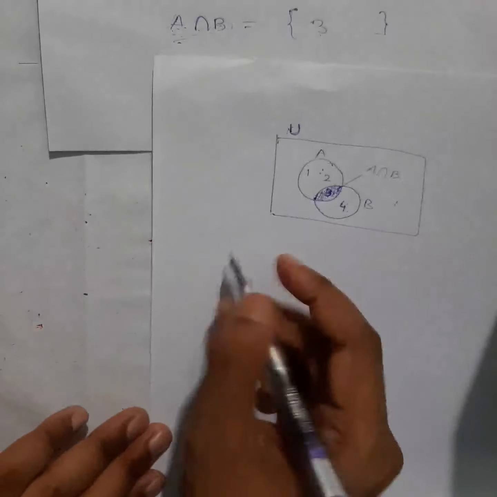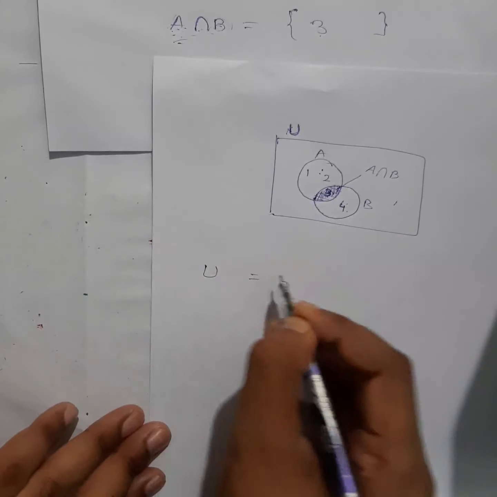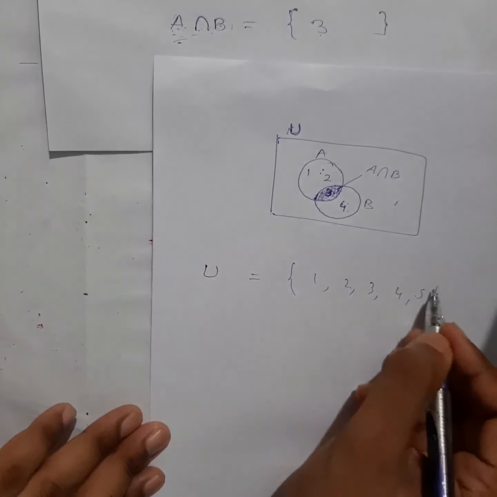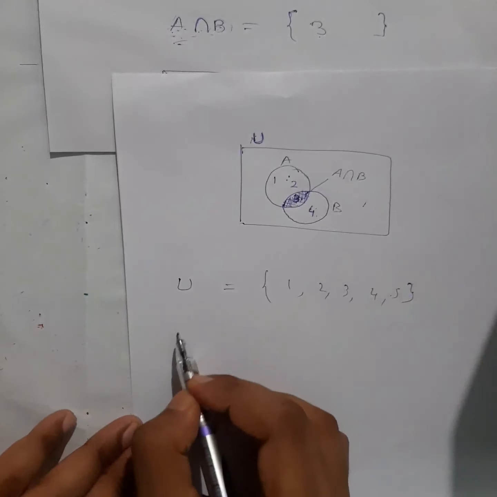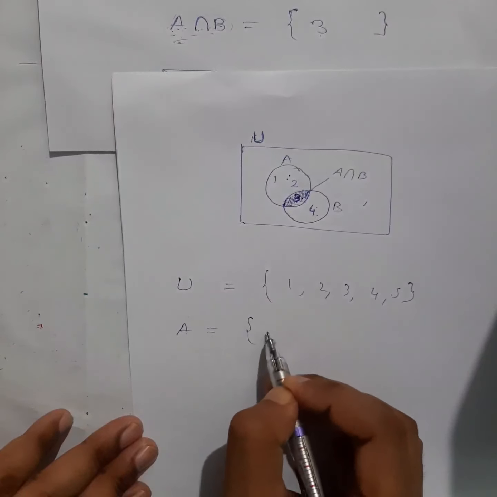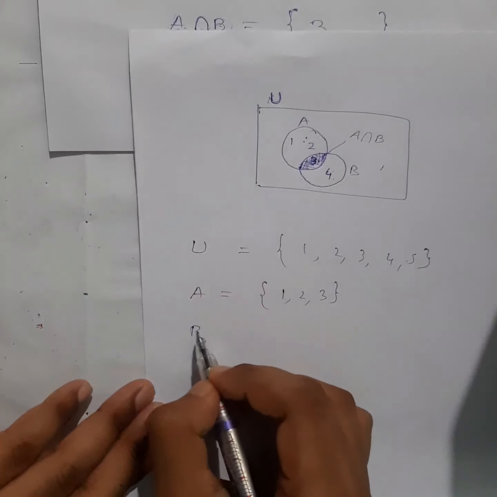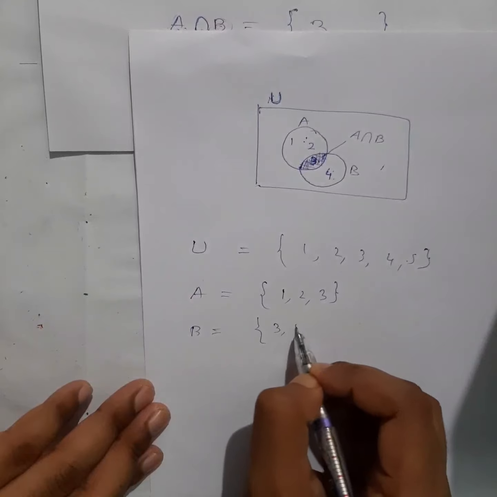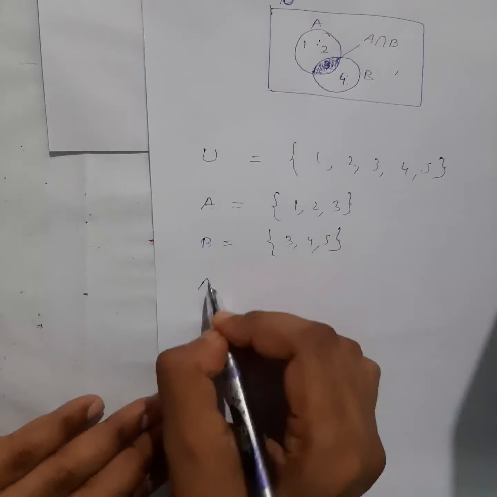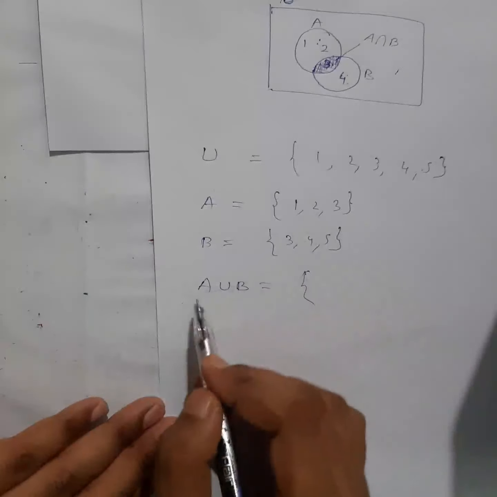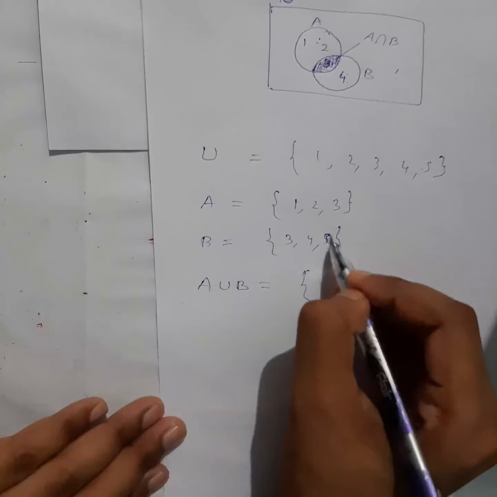Okay, next example. Suppose the universal set I have given is 1, 2, 3, 4, 5. Then I have given you a set A, say 1, 2, 3. Then I have given set B, suppose 3, 4, 5. Okay, now I ask you to find A union B. So if I have to find A union B, let me write 5 here.